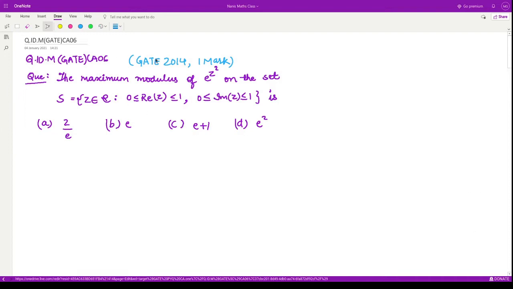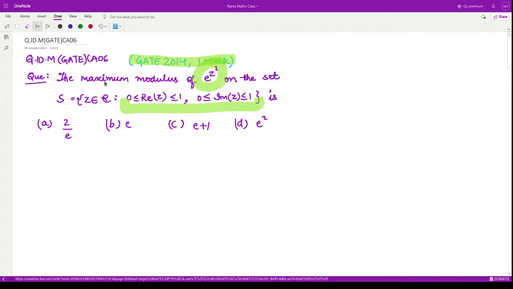This question is from GATE 2014 and it is of 1 mark. The question is very easy. They are asking what is the maximum modulus of this complex function e to the power z square, where the limits are given to be these. So let us solve this question.